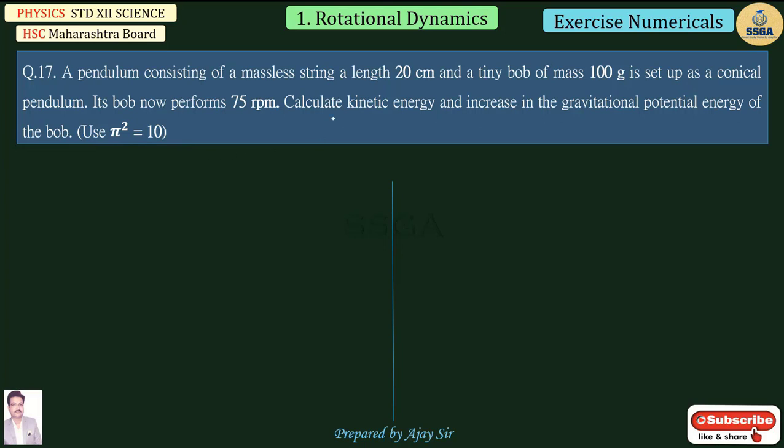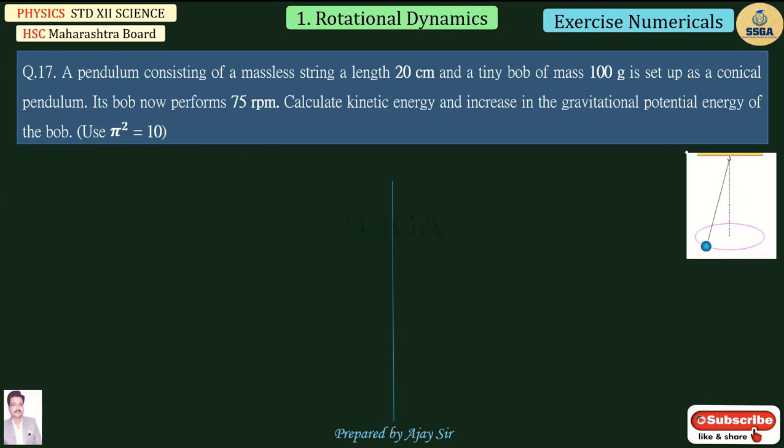So here a conical pendulum is given. One end is fixed and the other end is connected to the bob, and this conical pendulum performs a horizontal circle. Suppose the length of the conical pendulum is 20 and the mass is 100 gram. Here we have to find the kinetic energy and increase in the gravitational potential energy of the bob. The bob is performing a horizontal circle. So first we will write the given things.